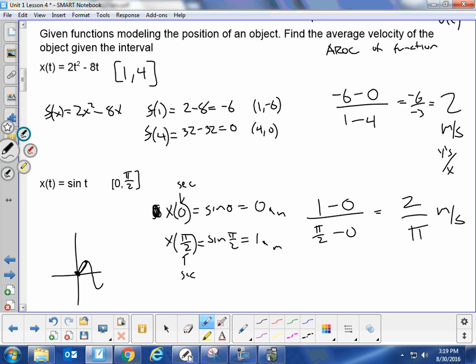Okay, so on average, if I started at position 0 at time 0, and I traveled to position 1 at time pi over 2, I've averaged 2 over pi meters per second, my velocity. Okay?